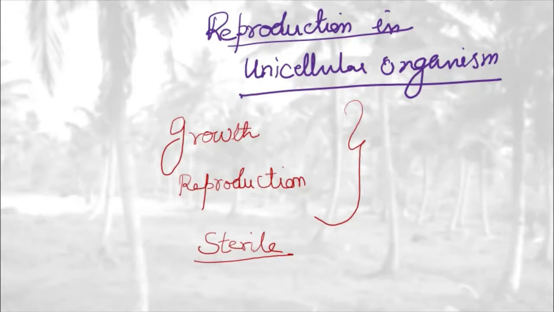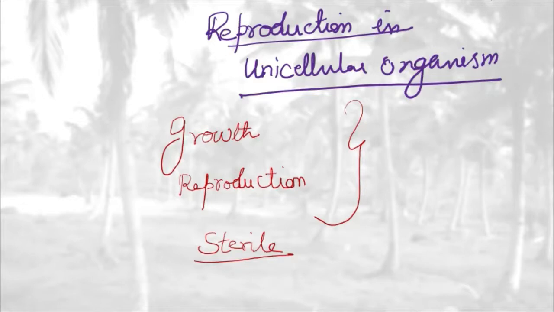Even worker honeybees are included in the sterile category. They are also incapable of reproduction. But we cannot just pull them out of the living things. They are included in the living things, but they are not included in the reproduction characteristic.